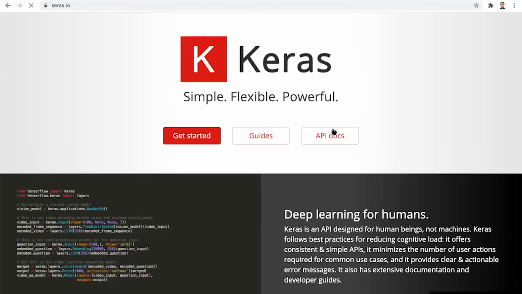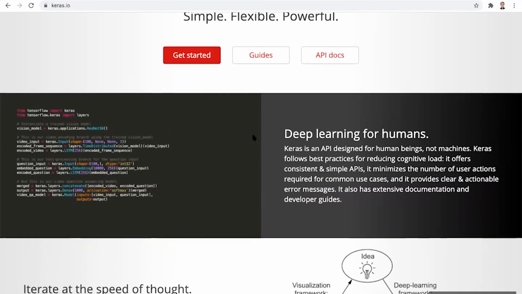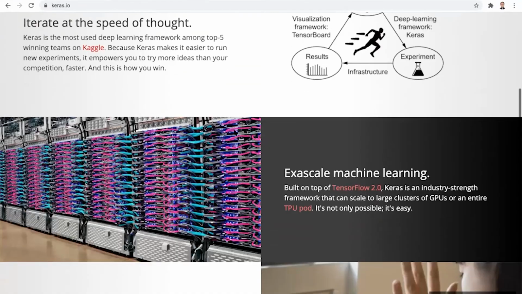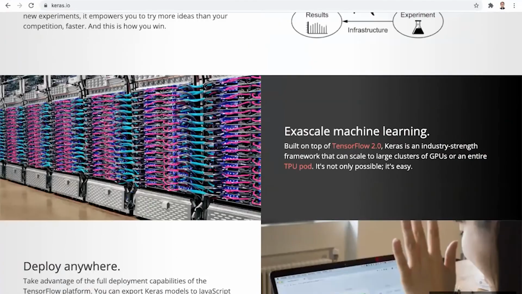So this is still the Keras. But now it says it is imported into TensorFlow, from TensorFlow import keras. But at the very beginning, Keras was not part of TensorFlow.